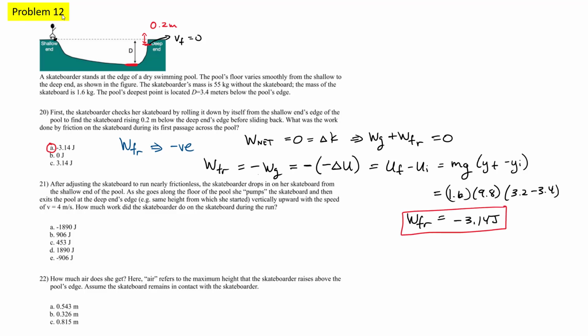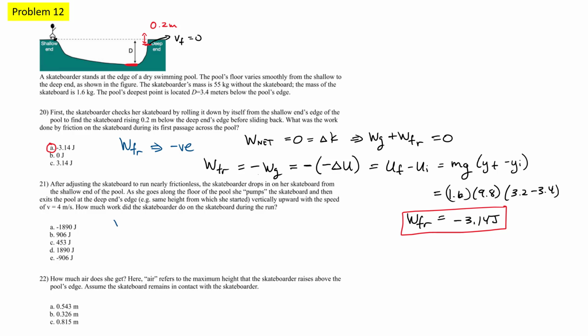All right, problem 21 says, after adjusting the skateboard to run nearly frictionless, the skateboarder drops in on her skateboard from the shallow end of the pool. As she goes along the floor of the pool, she pumps the skateboard and then exits the pool at the deep end's edge, the same height as where she started, over here on the right-hand side, vertically upward with a speed of 4 meters per second. How much work did the skateboarder do during the run?